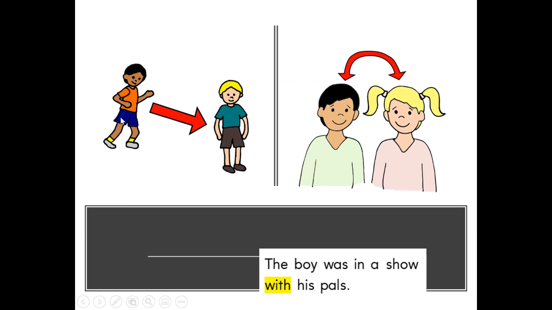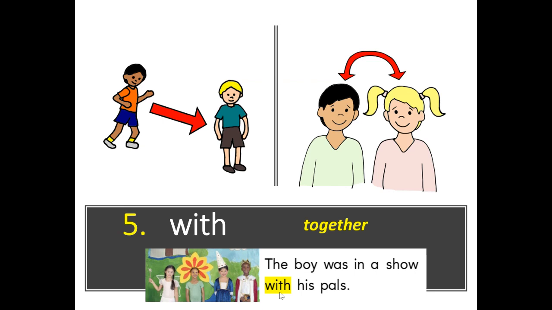Well, here I notice that this boy is going to the other boy, and I notice that these two kids are right next to each other. So how are they both the same or similar? They both, well, they both are with. And you might have noticed down here, I had that right here. The boy was in a show with his pals. It said down here, with, together. With means together. So the boy was in a show with his pals.